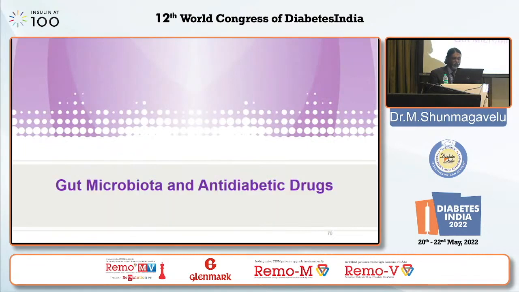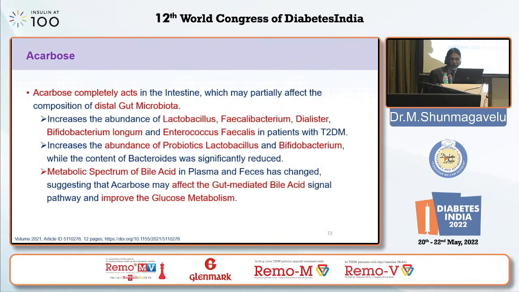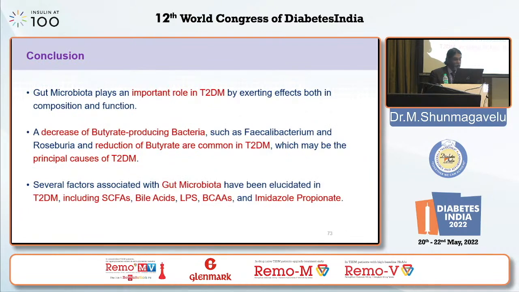So the anti-diabetic drugs: metformin inhibits the growth of B. fragilis by modifying the metabolism of folic acid, increases the secretion of GLP-1 and regulates glucose metabolism. It also increases the abundance of probiotics. And acarbose completely acts in the intestine, which may partially affect the composition of distal microflora.